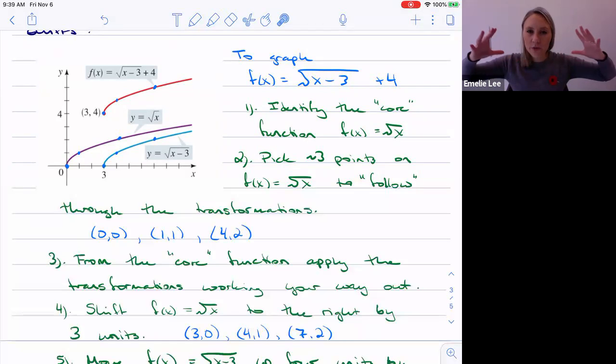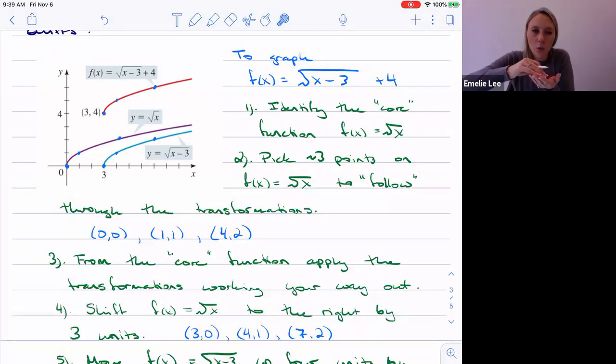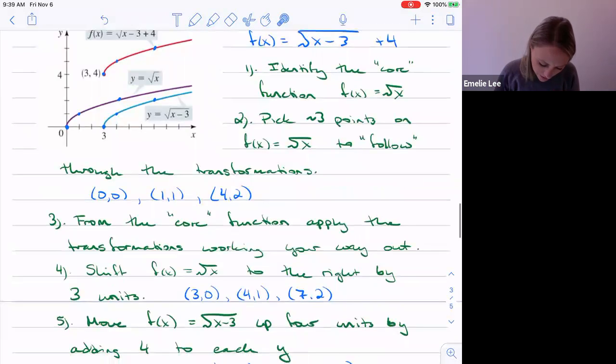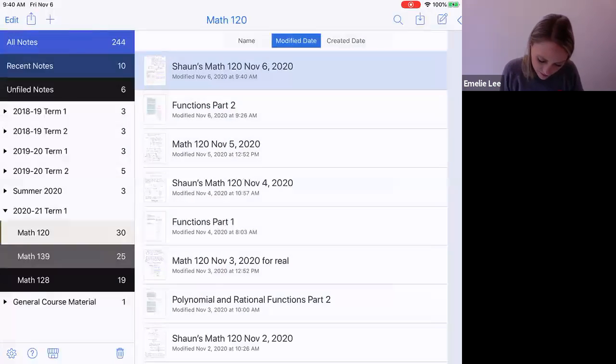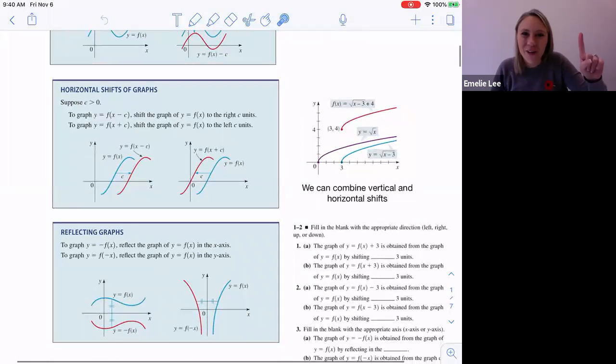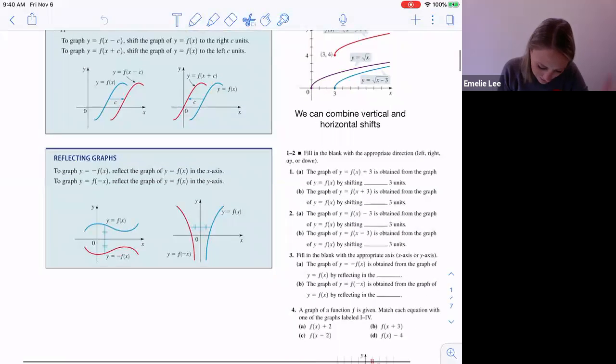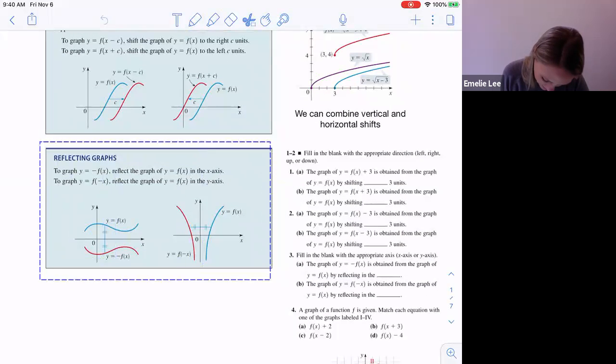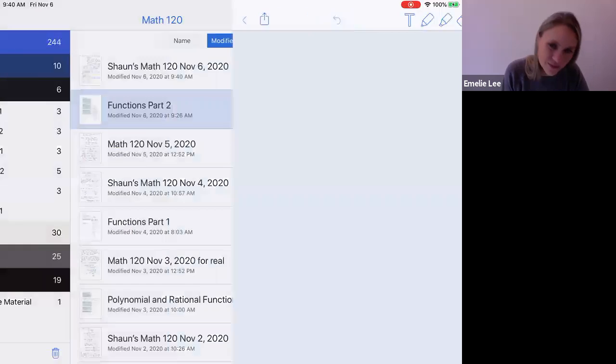We can also do stretching, either horizontally stretching or shrinking, or vertically stretching or shrinking. So I'm going to bring those little cheat sheets in. Oh, I forgot about reflecting the graph. Let's throw that in there too. Why not? No, it's important.